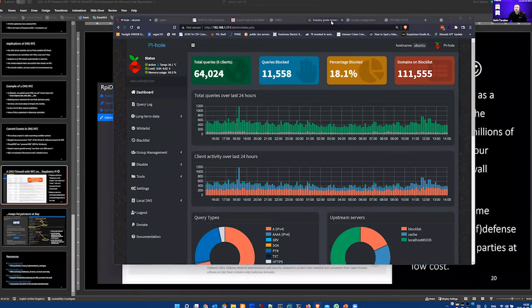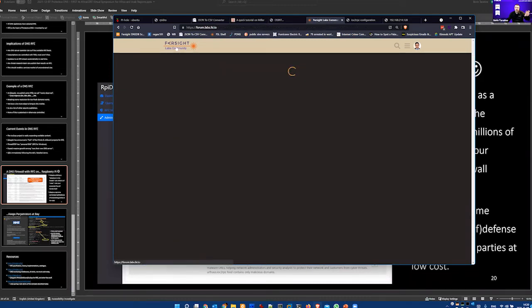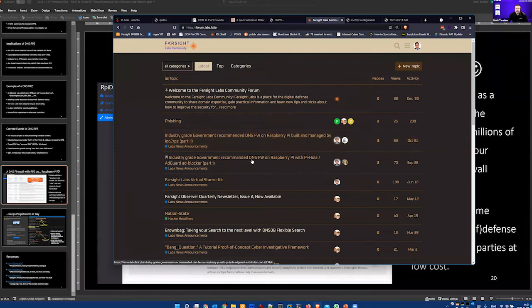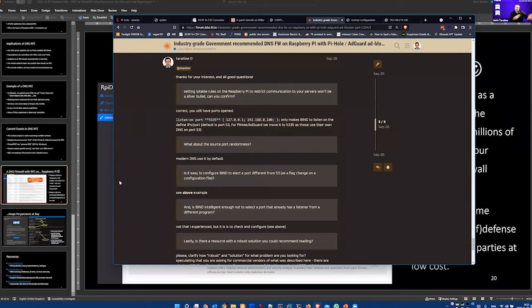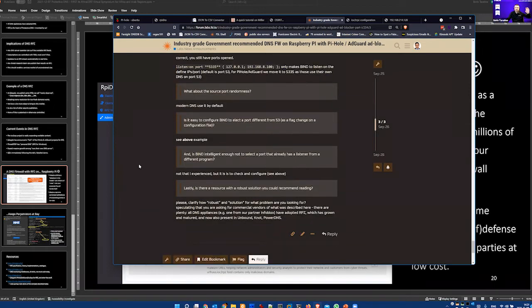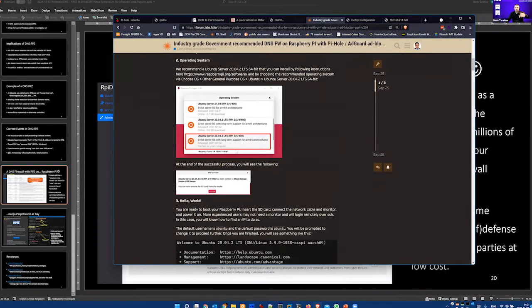You go to labs forum, labs.fsi.io. You register there, okay? And you search for the blog post called Industry Grade Government Recommended DNS Firewall on Raspberry Pi with Pi-hole or AdGuard for ad blocker. So those two were designed to be ad blockers. For them, you build a first, okay? I'll show you very quickly. So for that, first you build your operating system. For example, Ubuntu. I use Ubuntu on Raspberry Pi.